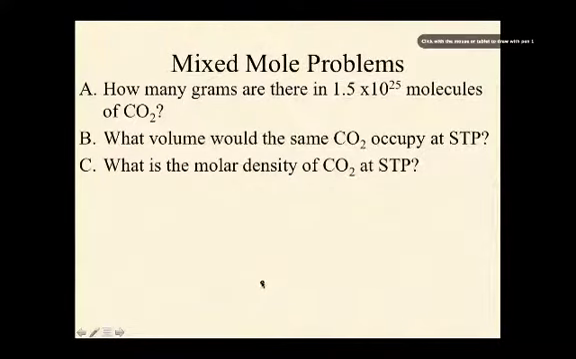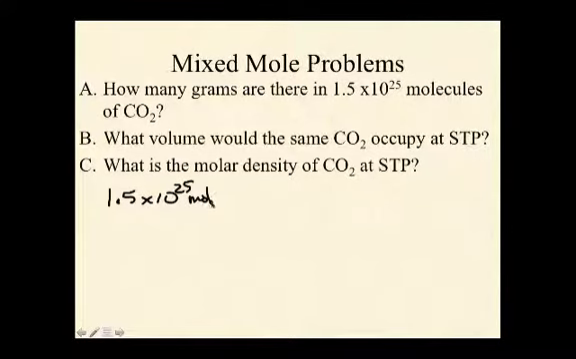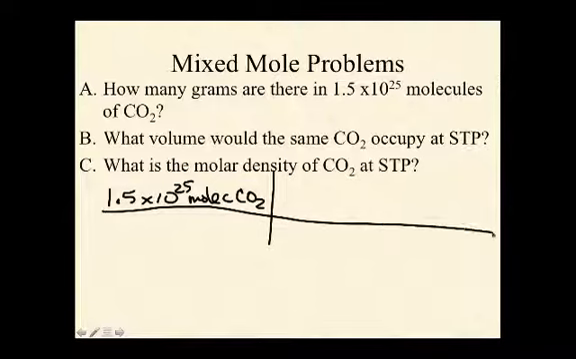Okay, we're ready. We have 1.5 times 10 to the 25 molecules. I'm going to use molic for my abbreviation of CO2, and I want to change this to grams. So first I have to go to moles, right? So I'm going to put molecules on the bottom because crisscross cancels, and moles on the top.